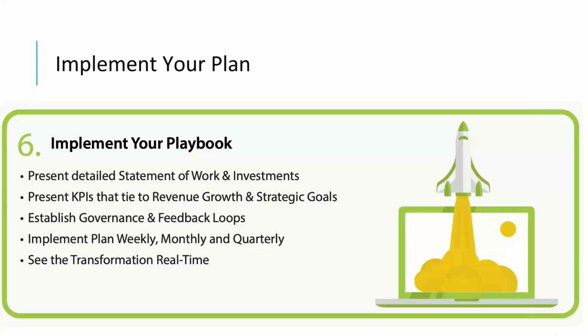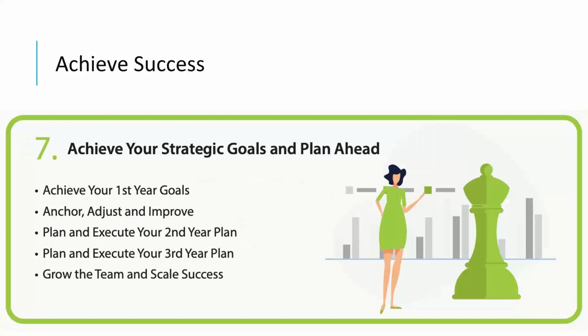The sixth part of the playbook, obviously, is the implementation. Really having a detailed plan, statement of work, understanding the KPIs, having governance and feedback, and establishing a cadence of weekly, monthly, quarterly review, and seeing before your eyes the real-time transformation of your company. And then most importantly, number 7 is the strategic goals, making sure that the objectives you set out in the playbook have been addressed.